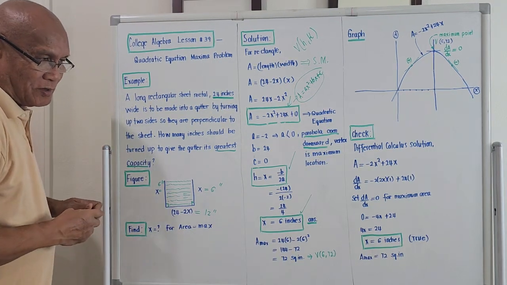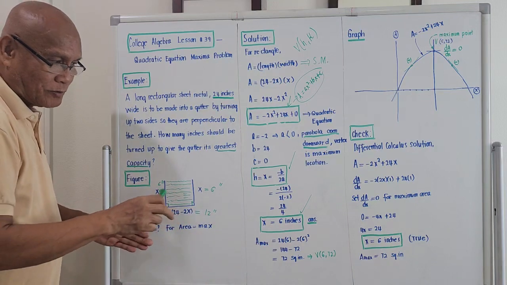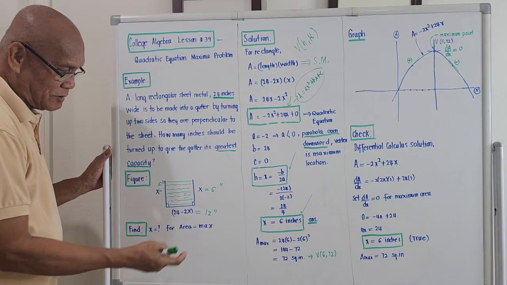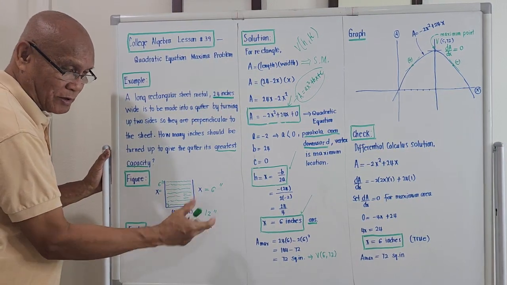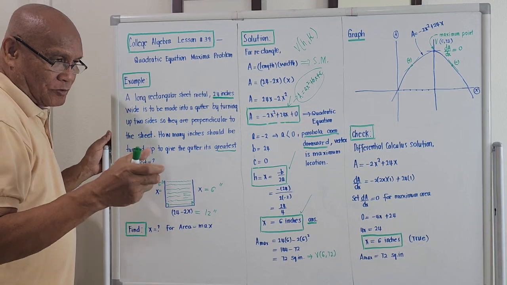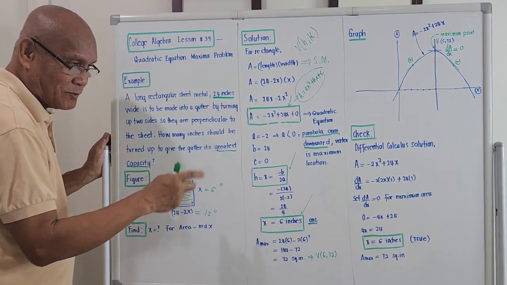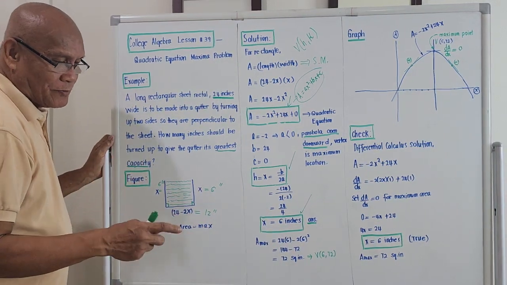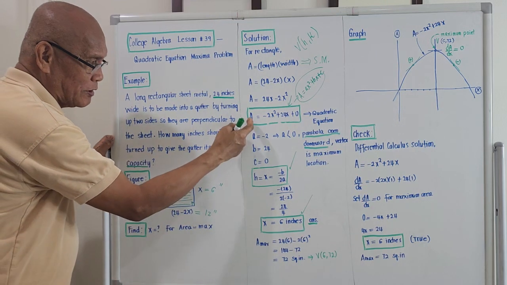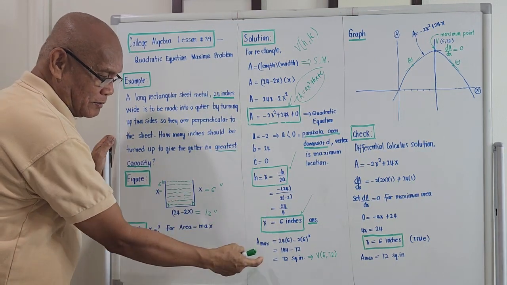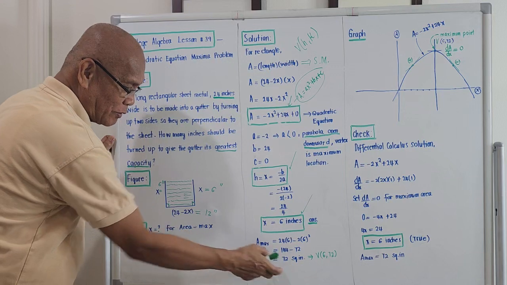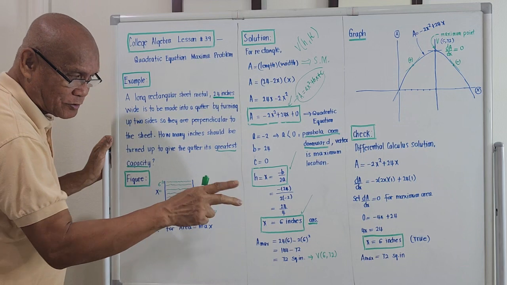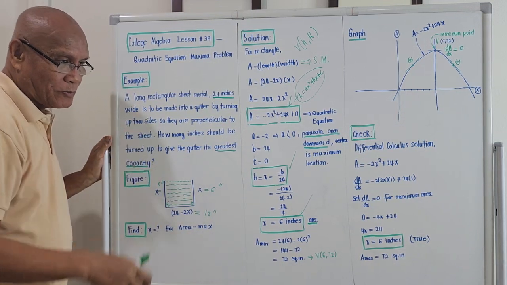And if we check it, according to the problem, the total length of the sheet of metal is 24 inches. So this is 6 plus 6 plus 12, that's actually 24. So the value of x which will give us maximum capacity is x equal to 6 inches. For the maximum area possible, just go back to the given equation and put in the value of x. The maximum area possible is 72 square inches. The area that will be covered by water will be 72 square inches for the capacity to be maximum.